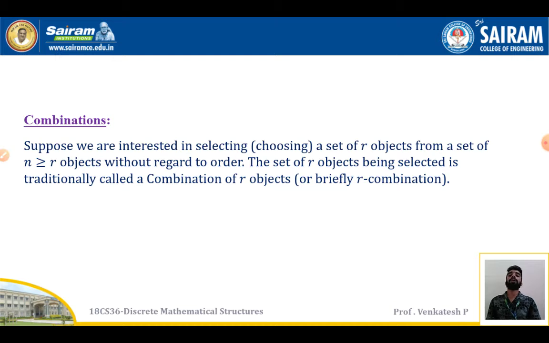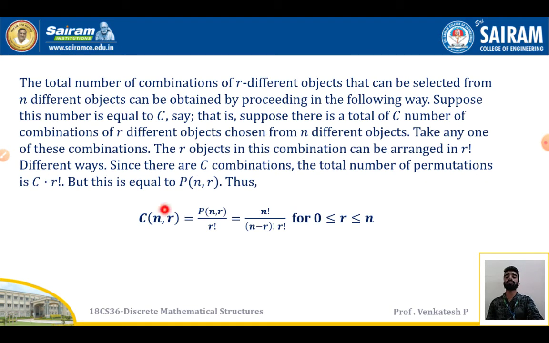So what is a combination? Suppose we are interested in selecting or choosing a set of R objects from a set of n objects, where n is greater than or equal to R. The set of R objects being selected is traditionally called a combination of R objects, or we can call this an R combination. This combination is given by the formula nCr is equal to P(n,r) by r factorial, or n factorial by (n minus r) factorial into r factorial. Here r varies from 0 to n.